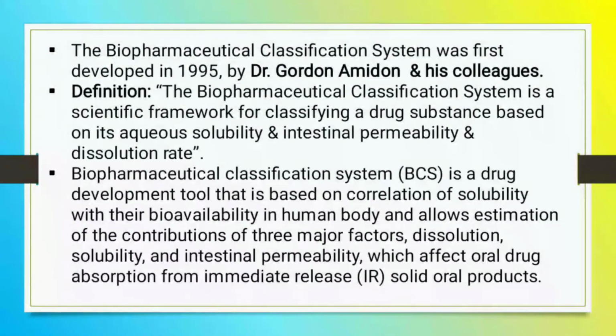So, the biopharmaceutical classification system, that is BCS, is a drug development tool that is based on correlation of solubility with bioavailability in the human body and allows estimation of the contributions of the three major factors, that is dissolution, solubility and intestinal permeability, which affect oral drug absorption from immediate release, that is IR, solid oral products.